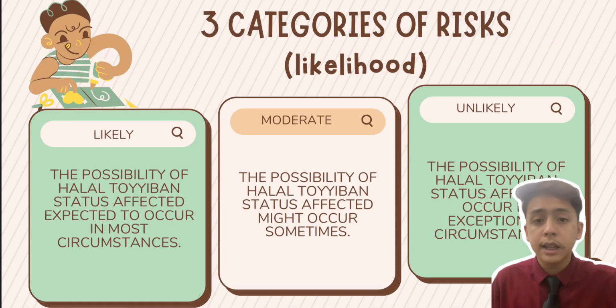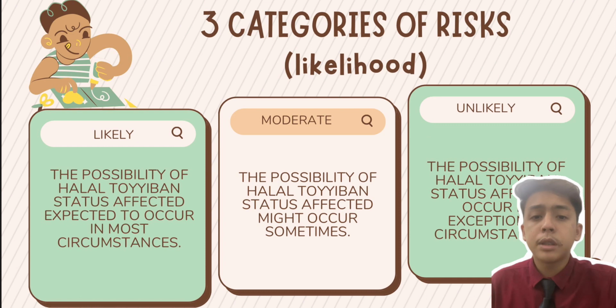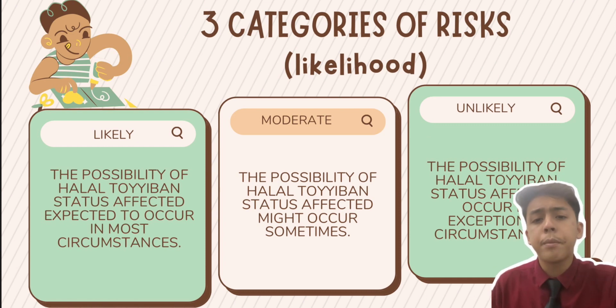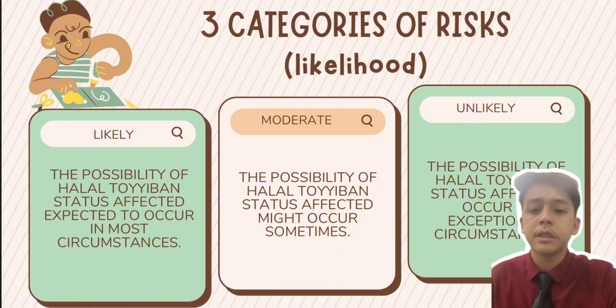We have three categories of risk likelihood. First, likely: the possibility of the halal thayyiban status being affected is expected to occur in most circumstances. Second, moderate: the possibility of the halal thayyiban status being affected might occur sometimes. And unlikely: the possibility of the halal thayyiban status being affected occurs only in exceptional circumstances.